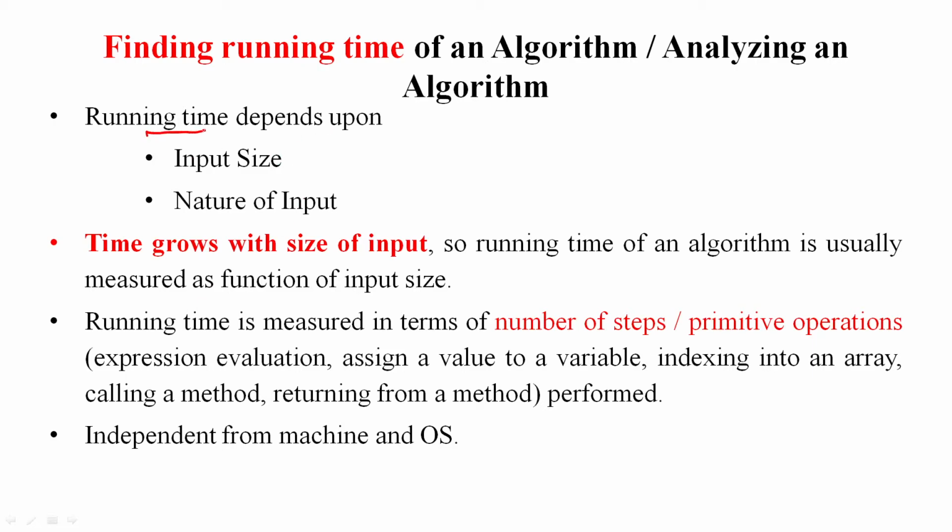the running time of the algorithm depends on the size of the input and the nature of the input. So when you are increasing the size of the input from 1 to n, automatically the execution time of the algorithm is increasing. Here the running time is measured in terms of the number of steps in the algorithm and the primitive operations in every statement. So the number of statements in the algorithm and also the primitive operations in each and every statement. So what are the primitive operations?